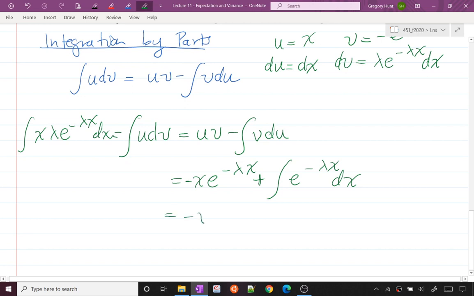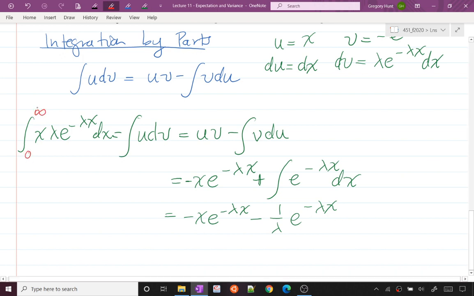One little more step here. We've got to solve this last indefinite integral. And how do we do that? Of course, that will give us minus 1 over lambda e to the negative lambda x. So not so bad. A little integration by parts gets us there. Of course, we left off our limits, so let's go back and put our limits on.